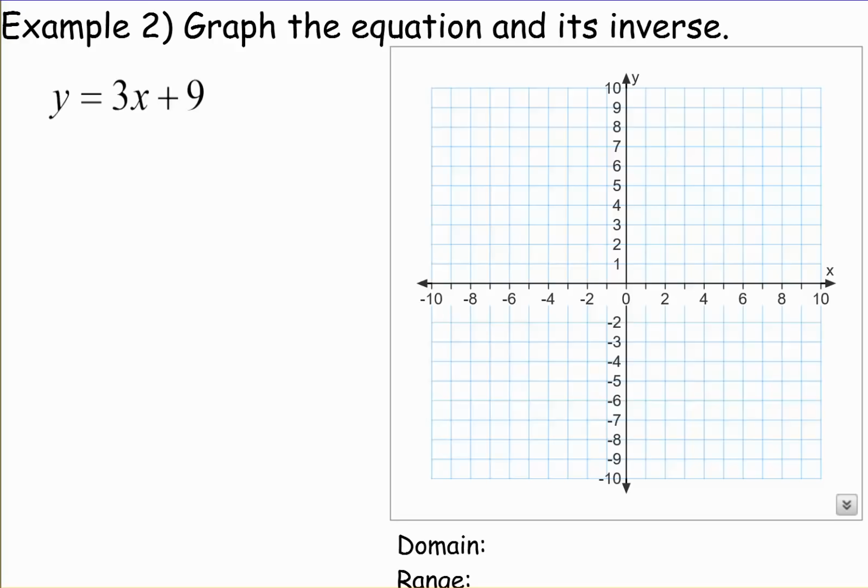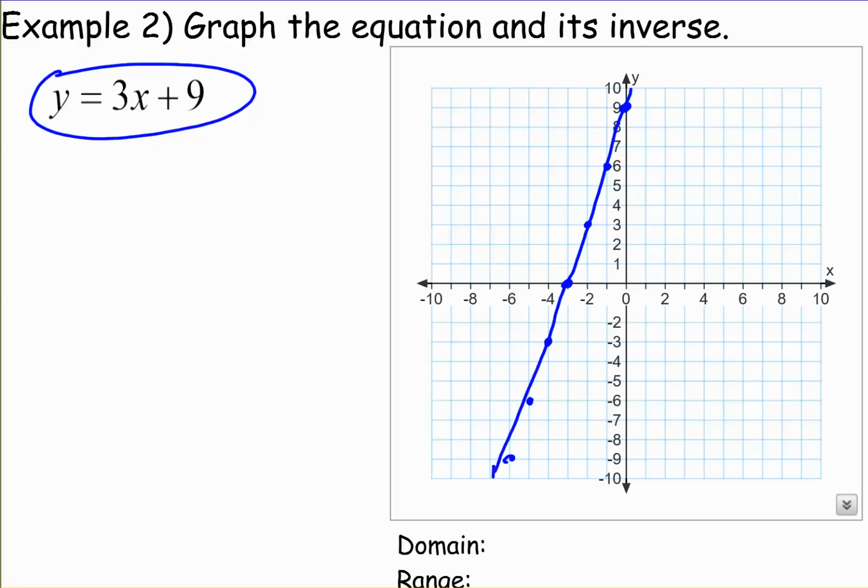So graphing it and then finding the inverse. If I wanted to graph this, we'd say our y-intercept is 9, and our slope is 3, so we're going to go up 3 and over 1. Well, I'm running out of room, so we'll go down 3 and left 1. And we've got our line.